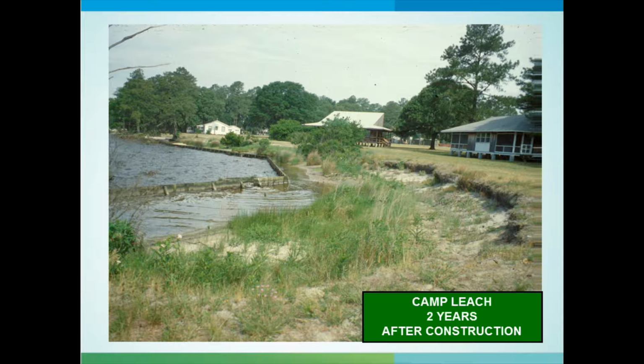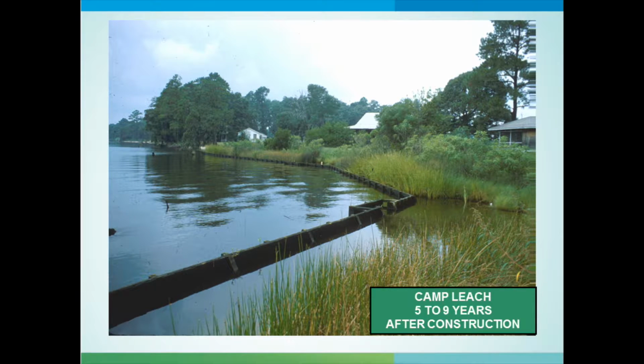Pamlico, okay. This is what it looks like about 5 to 9 years after. I don't know that we know exactly, but you can kind of see it wasn't a high energy site anyway. It's doing beautifully on its own with just this wooden structure and the marsh that was planted and then volunteered behind. Also pay attention to this really nice row of shrubs.